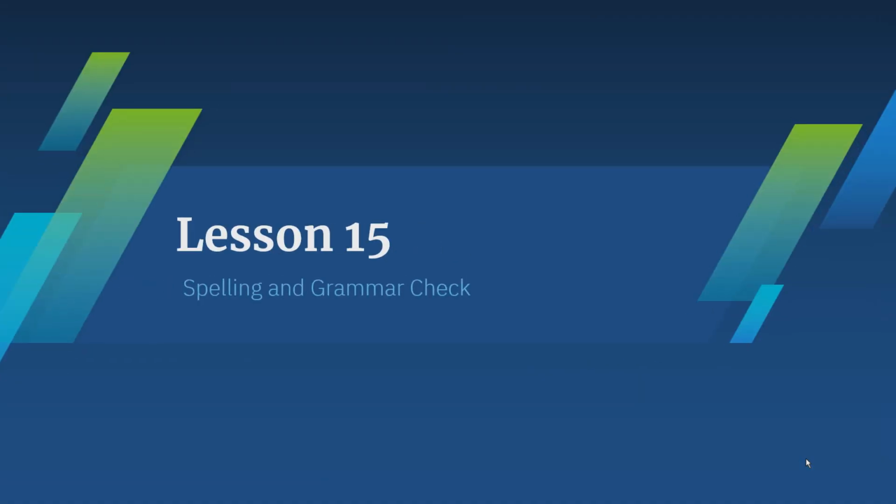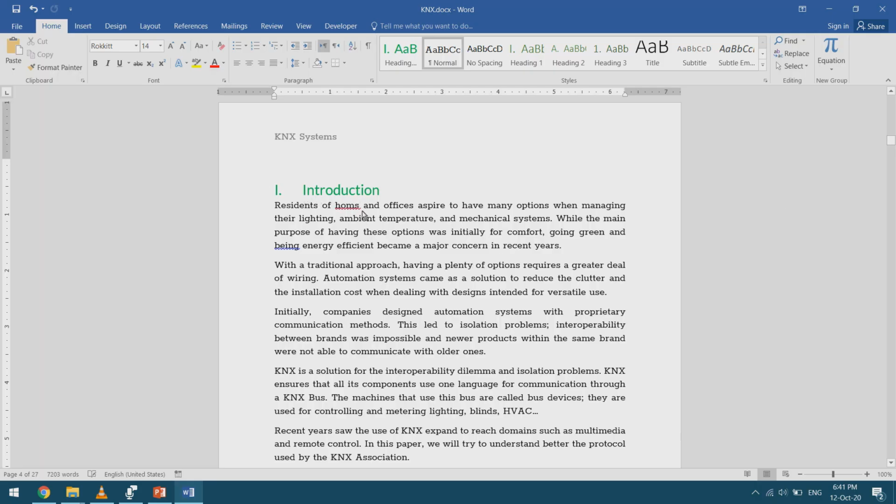Hi everyone. In today's video, I'm gonna talk about the spelling and grammar check in Microsoft Word. Spelling and grammar check is on by default. It will underline misspelled words like this one with a red line, other words that it thinks are misplaced or maybe have a grammar error, it will highlight using a blue line.